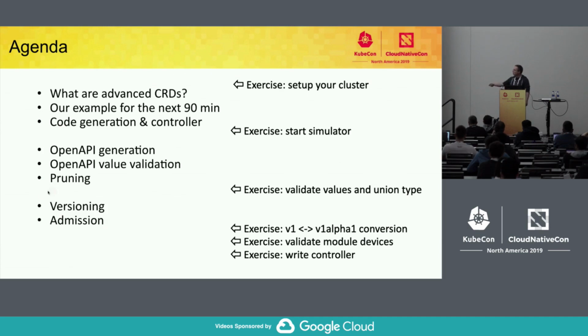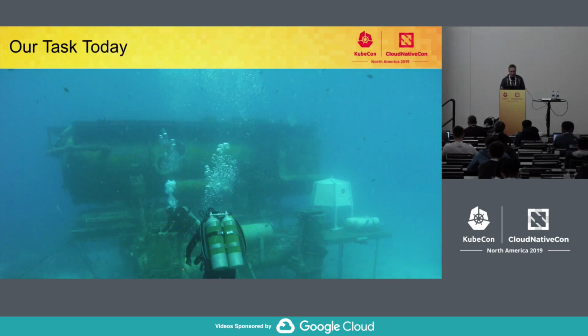And last but not least, there's the admission part where we will write an admission webhook, which is non-trivial, so it does more than just validating something locally by some unstructured object, but it will also access different resources, so it's much more than what you can do with OpenAPI. All right, so now we know what we will do, and Joe will introduce the example.